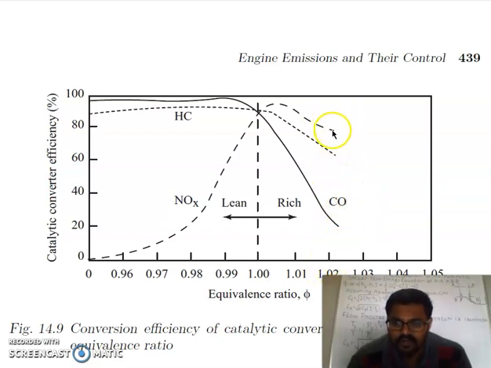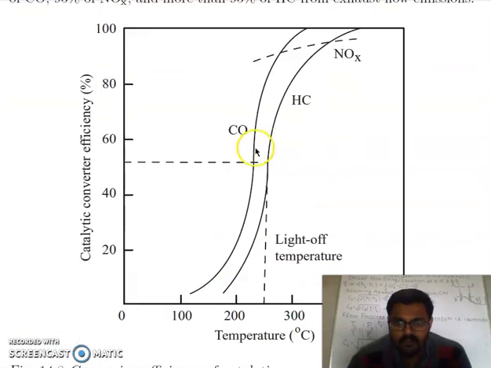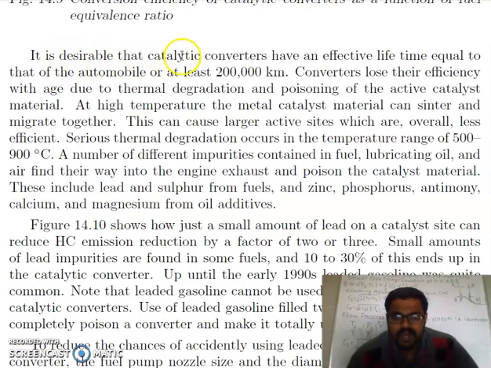The same holds for nitrogen oxide, the same for hydrocarbon, and the same for carbon monoxide. So this means the catalytic converter will work, but we have to maintain near equivalence ratio for the optimum operation of the catalytic converter, and we also have to obtain the temperature of 400 degrees Celsius for almost 95 to 100% efficiency of the catalytic converter. It is desirable that a catalytic converter have an efficient lifetime equal to 2 lakh km.